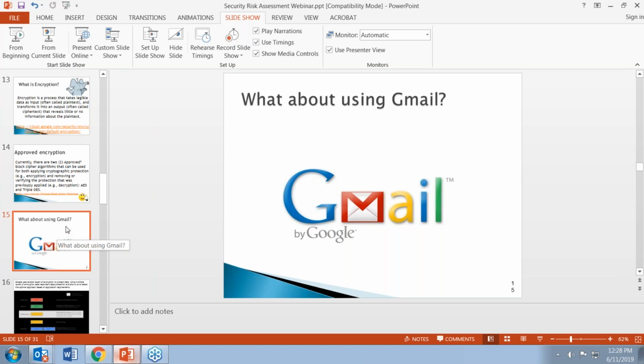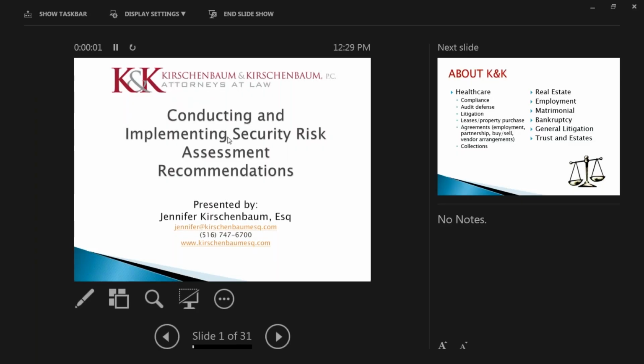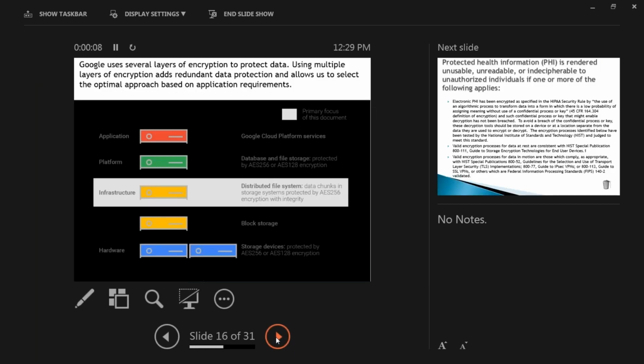So let's talk about Gmail, because a lot of you are actually using Gmail, or maybe an Outlook platform, but many of you are using a Gmail or Gmail business platform for your businesses. What about Gmail encryption? Well, I did some research for you and confirmed that Google is using the AES approved encryption standard that the government, and by the government I mean the Office of the Government that is responsible for HIPAA, is approving. These are 2 different types of encryption that Google is using. So if you're using a Google platform, you can feel comfortable that you are properly using an encrypted system for your information.